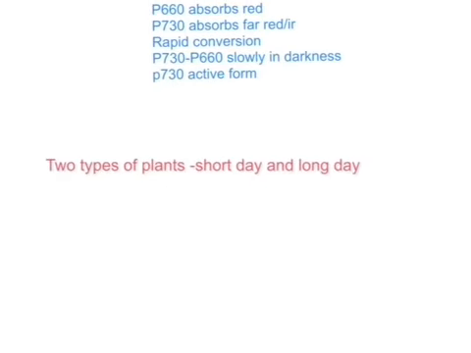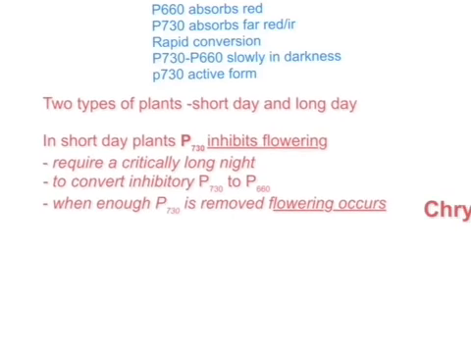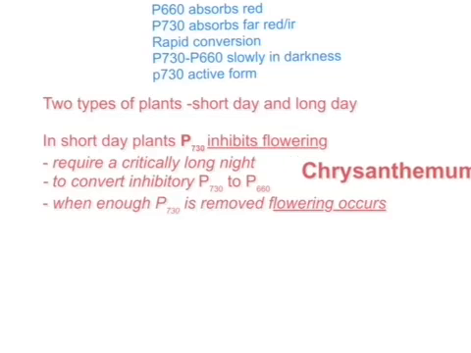So I'll give you a mark if you said there are two types of plants, short day and long day. There's a key bit: in short day plants, P730 inhibits flowering. Remember the example, the wee chrysanthemum. You get a mark. So what they require is a long night to convert the 730 back to 660. And I would always stick this word in, keep reinforcing it: to convert inhibitory P730 to P660, and then state this: when enough P730 is removed, flowering occurs.